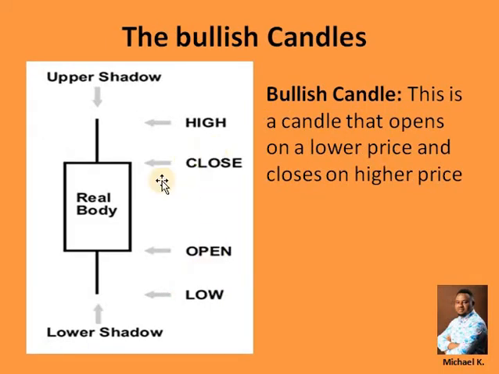The bullish candlestick. This is a candlestick that opens on a lower price and closes on a higher price. Once there is an appreciation in price, what I mean by this is when the close price is higher than the open price, the type of candlestick that forms is the bullish candlestick.